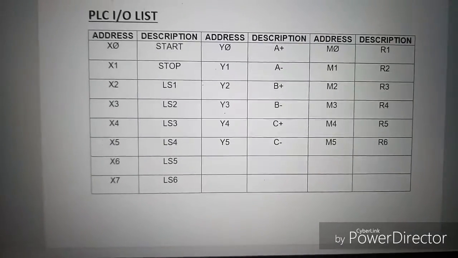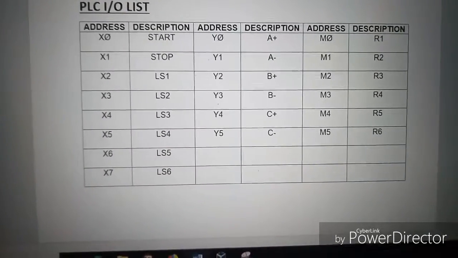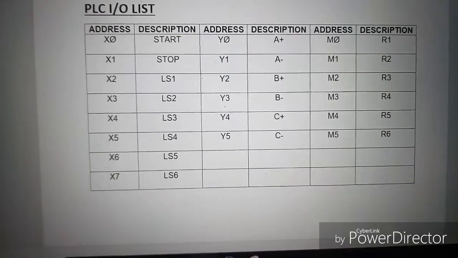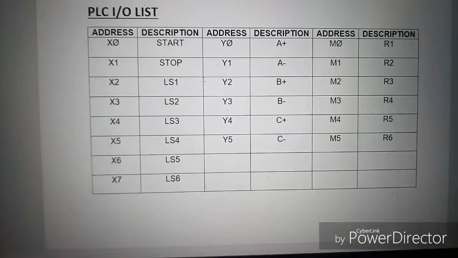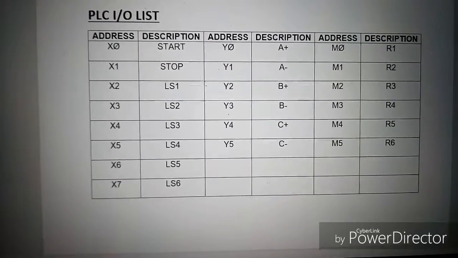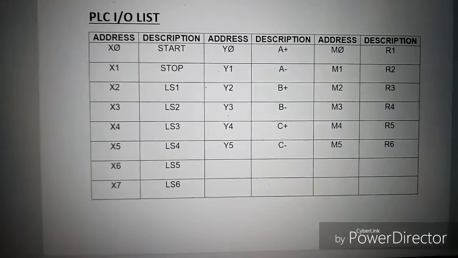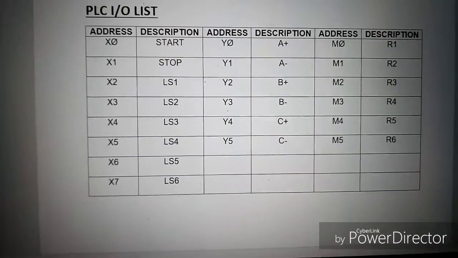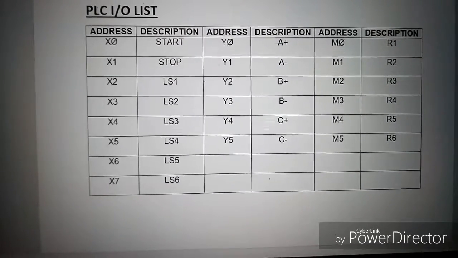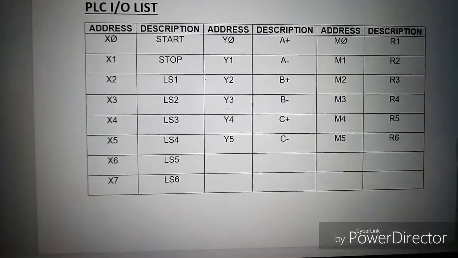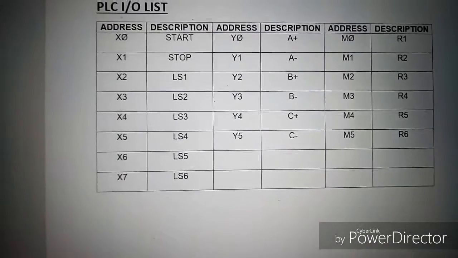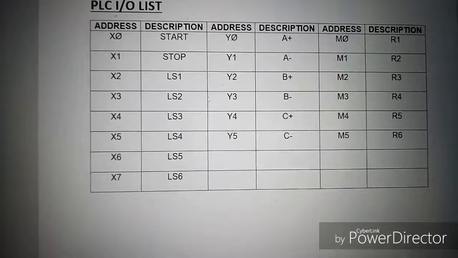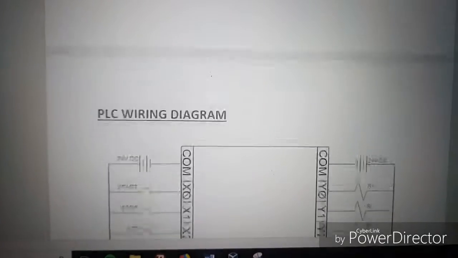For the outputs, Y0 indicates A plus, Y1 indicates A minus, Y2 indicates B plus, Y3 indicates B minus, Y4 indicates C plus, Y5 indicates C minus, and in the last part, M0 indicates relay 1, M1 indicates relay 2, M2 indicates relay 3, M3 indicates relay 4, M4 indicates relay 5, and M5 indicates relay 6.